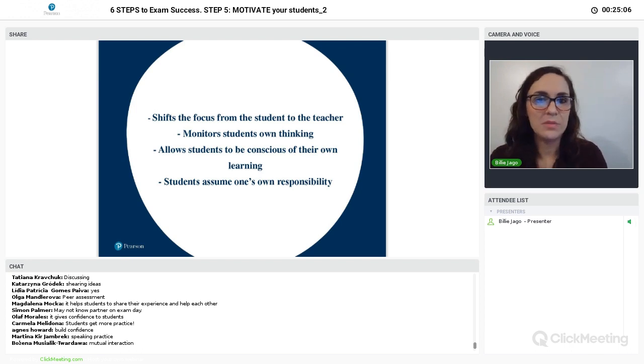It requires them to monitor their own thinking, to be conscious of their own learning while assuming responsibility for it as well. There are many techniques we can use to encourage a student-centered environment, but it can be difficult when we're working with typical exam style classes, just due to the task types we have to cover and get to know. So just before we start talking about a student-centered environment, I wondered how long your exam courses typically run for, if you teach one at the moment.